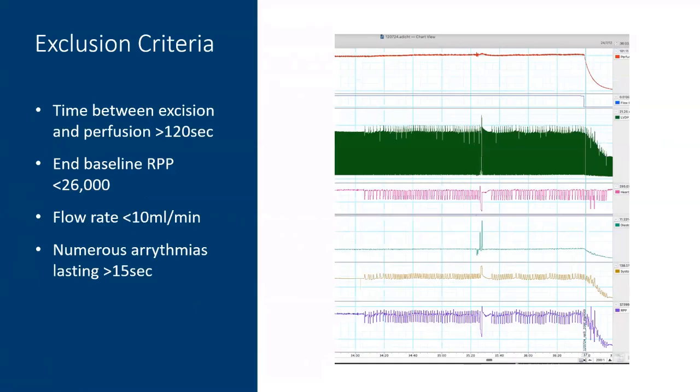So we like to use an exclusion criteria, and it's important to understand that there's a minimum exclusion criteria, but also a maximum exclusion criteria. For our minimum exclusion criteria, it would be time between excision and perfusion being greater than 120 seconds. And this is excision, it's not delivery of the anesthetic, keeping in mind that the animal doesn't actually expire until we break through that diaphragm.